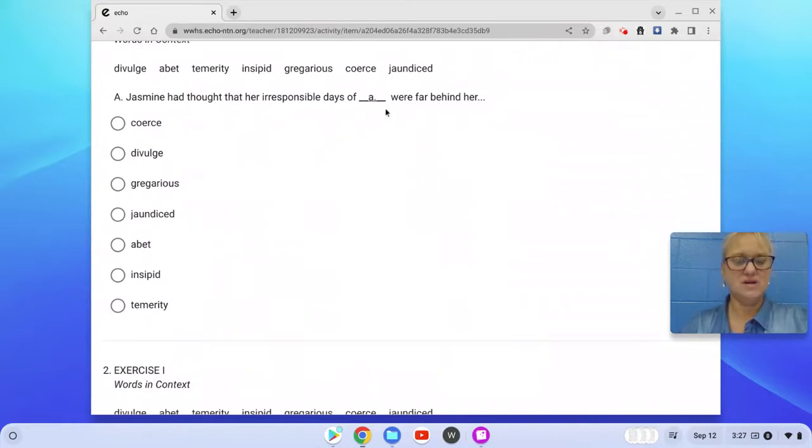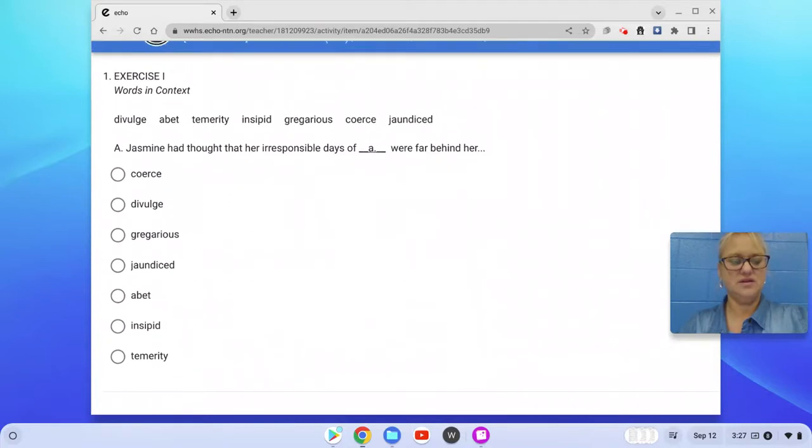So there is like a passage, and where it says A, that's the word we're trying to find here. So Jasmine had thought that her irresponsible days of blank were far behind her. So you have to figure out that would be a noun. And let's see if temerity, the only thing that makes sense there is a noun, I'm pretty sure. Recklessness. So that first one is going to be temerity. That's the only one that makes sense. It's the only noun we have. Okay? So I gave you one of your answers.